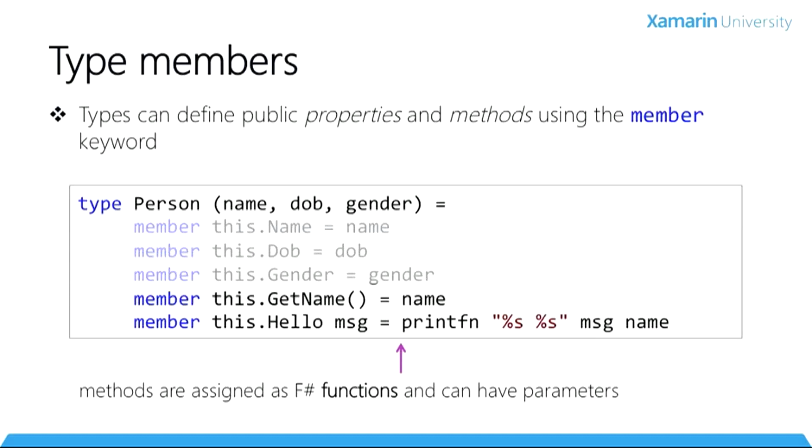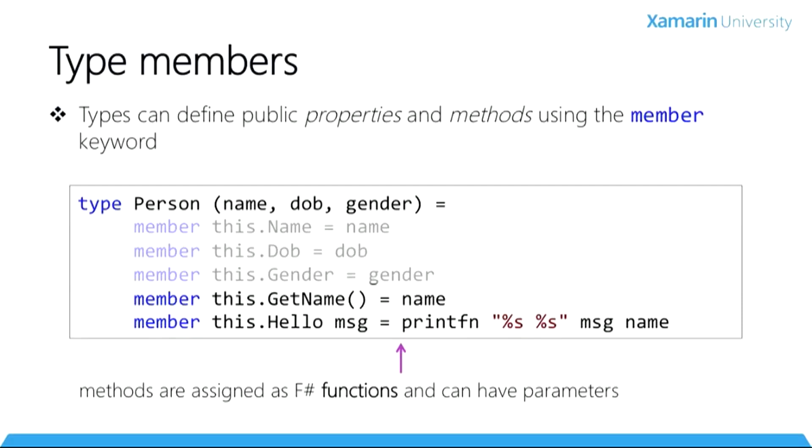Member is also used to declare methods in your custom types. The syntax is almost identical, the difference being what's assigned on the right-hand side of the expression. Here you can see a method named getName, which returns the name. We use the parentheses to force F# to evaluate this as a function instead of a property definition. And a second method named hello is defined, which takes a string parameter, which is inferred, and prints the parameter and the name. This needs no parentheses since it has a parameter being passed in, which F# takes to mean that this is a method definition.